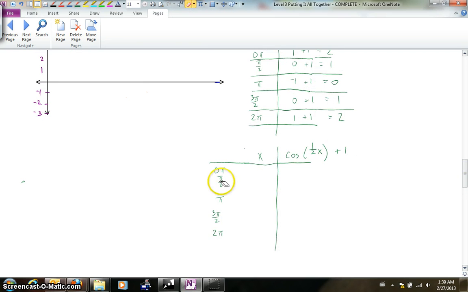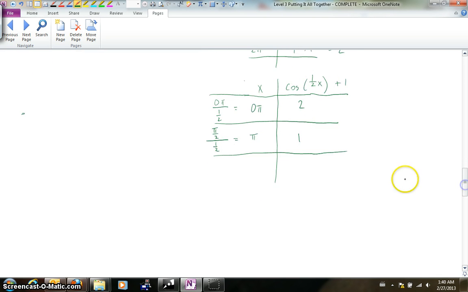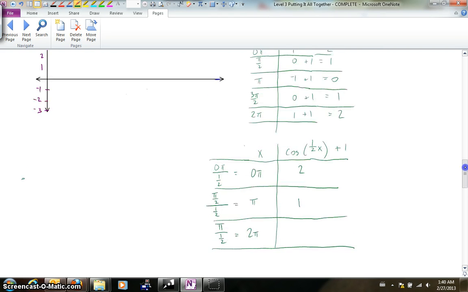So we'll take 0 pi and divide it by 1/2. We still get 0 pi, so 0 pi, 2. And then we've got pi over 2 divided by 1/2, and you'll find out that is pi, and that's 1 for our y. Then we've got pi divided by 1/2. If you do some fraction division, you'll find out that's 2 pi, and I believe that went down to 0.